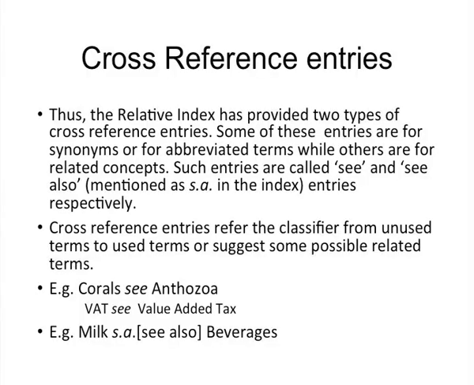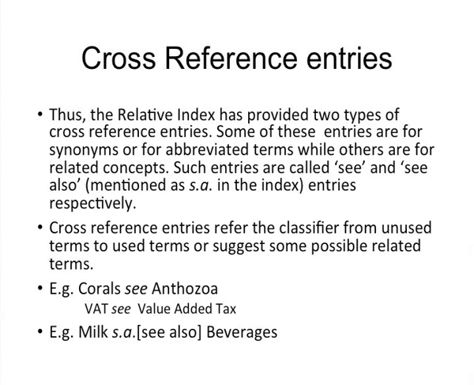Now, cross reference entries, these are called See and See also entries. These are of two types, as we have just seen. Some of these entries are for synonyms and the others for abbreviated terms. For example, while we give synonymous terms, we give a See entry, and for the abbreviated terms also we give a See entry, and the See also entry, as we just saw, is given for related concepts.